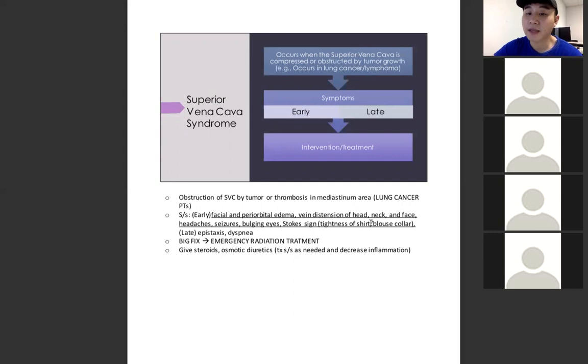Other signs are vein distension of the head, neck, and face, headache, seizure, bulging eyes, and Stokes sign, which is tightness of the shirt or blouse collar, like they will have a big neck. Also epistaxis and dyspnea. The big fix is emergency radiation treatment. We need to give them steroids, osmotic diuretics, treat signs and symptoms as needed, and decrease inflammation.